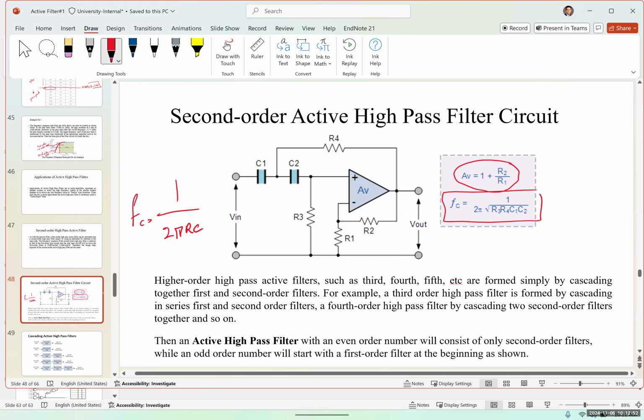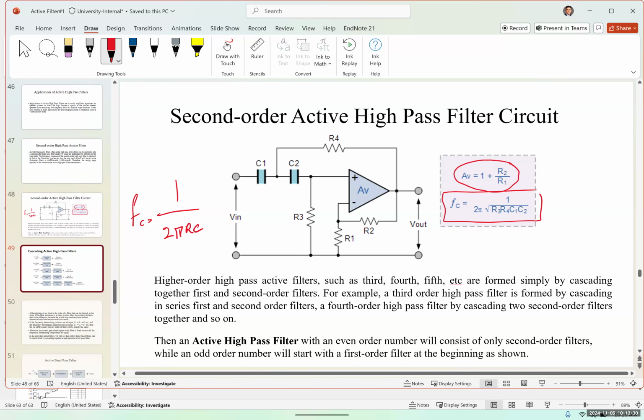High order high pass filters such as third, fourth, fifth, etc. are formed simply by cascading together first and second order filters. For example, a third order high pass filter is formed by cascading in series a first order and a second order filter. A fourth order is cascading two second orders. Fifth order would be two second orders and a first order. Then an active high pass filter with an even order number will consist of only second order filters, while an odd order number will start with a first order filter at the beginning as shown.